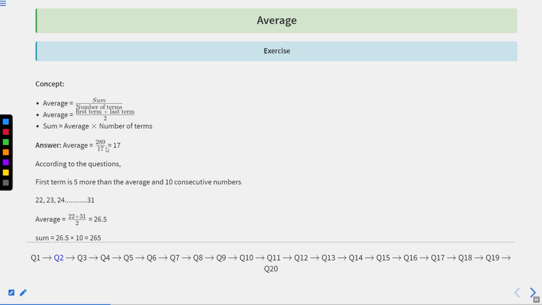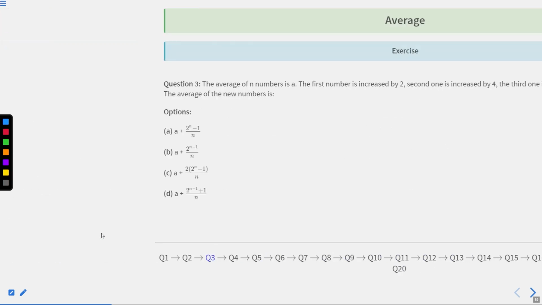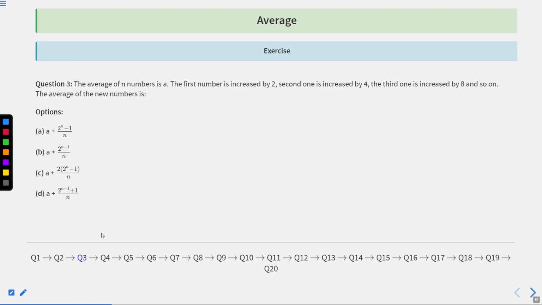Average equals 289 upon 17, which is 17. So according to the question, the first term is 5 more than the average, so the 10 consecutive numbers are 22, 23, 24 and so on till 31. So the average will be first term plus last term upon 2, that will be 26.5. So the sum will be equal to 26.5 into 10, equal to 265. So the correct answer is 265. So moving ahead to problem number 3.